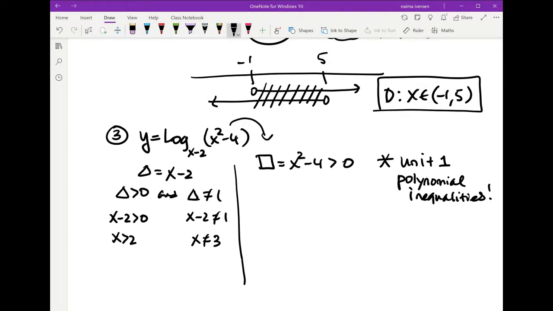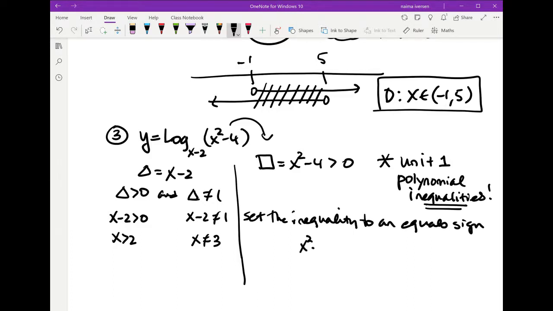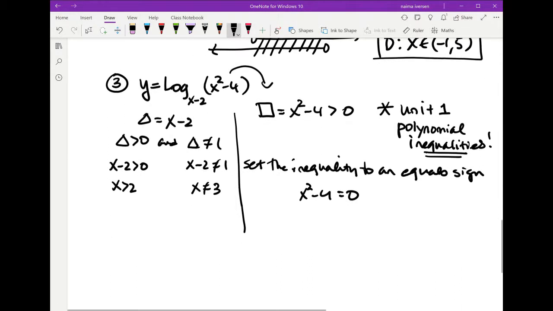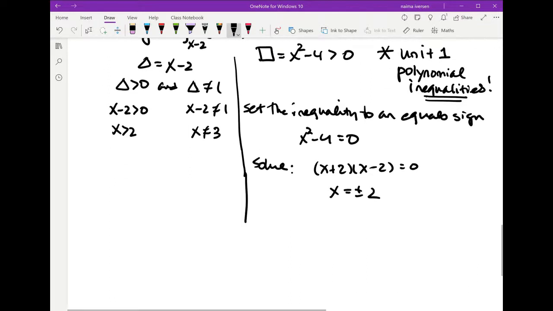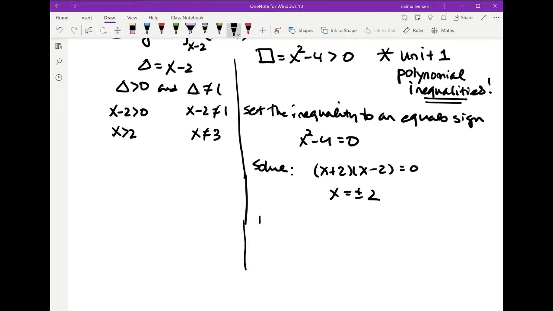So if we take a look at Unit 1 polynomial inequalities, our steps were: set the inequality to an equal sign. So we've got x squared minus 4 equals 0. We solve it. So (x plus 2)(x minus 2) equals 0, x equals plus or minus 2. We put the numbers on the number line. Remember, you have to tell whether it's open or closed dots.